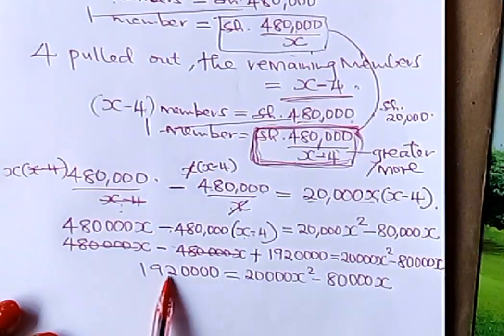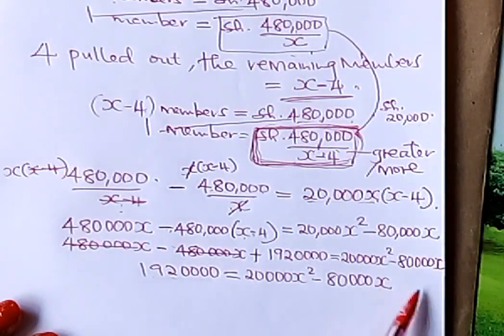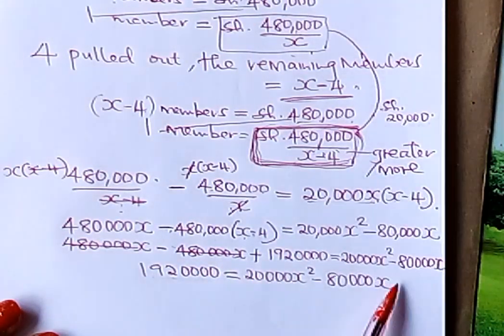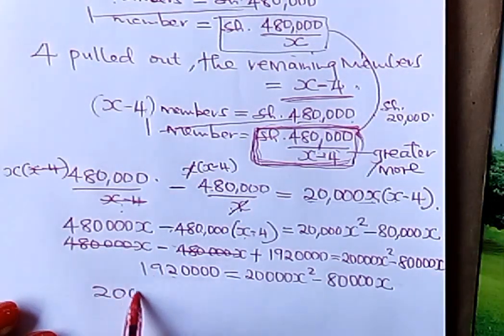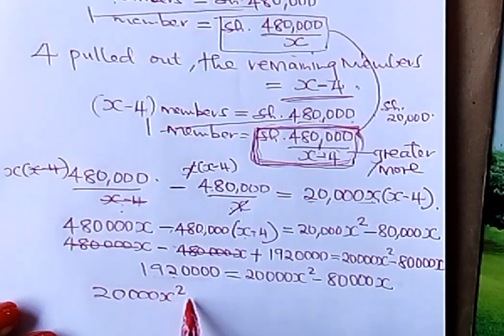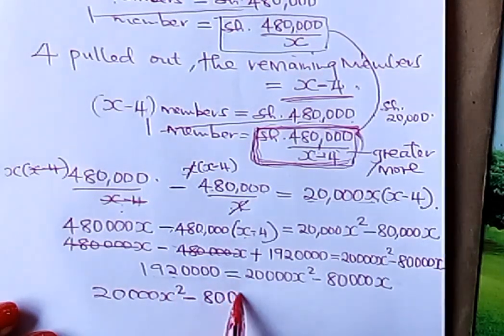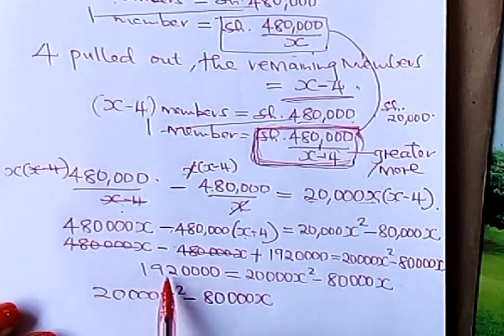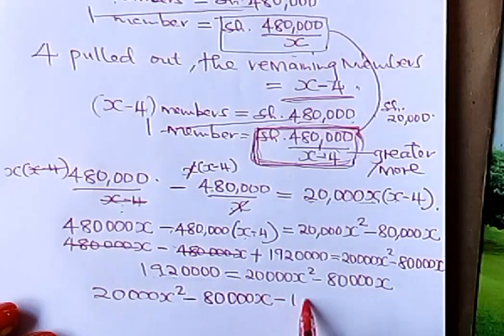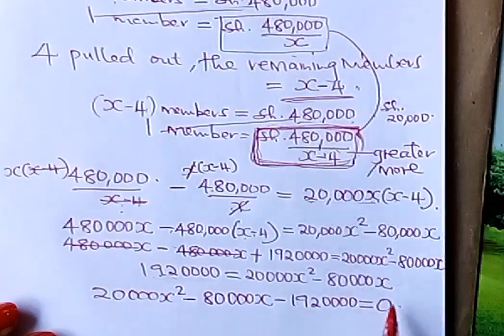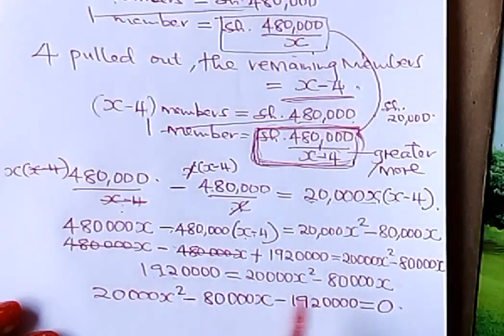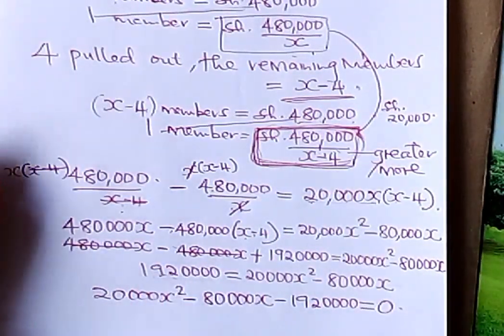Arrange it properly. Take this to the other side, learner, so that you equate it to 0. Take the constant to the other side to become minus. So you talk of 20,000x squared minus 80,000x, learner. Take this to the other side, it becomes minus, like that, is equal to 0. Once you take this to the other side, you equate everything to 0.